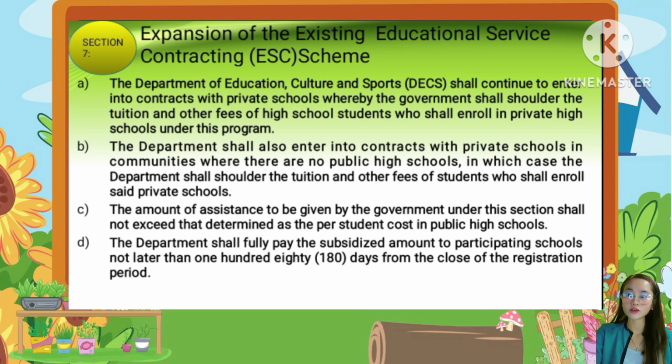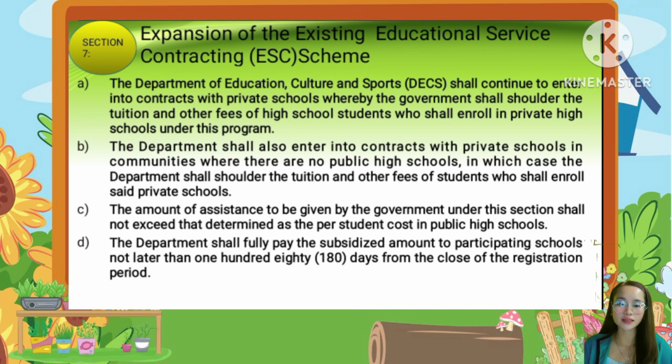We are now in Section 7, expansion of the existing educational service contracting, or ESC, scheme. In paragraph A, the Department of Education, Culture, and Sports, or DECS, shall continue to enter into contracts with private schools whereby the government shall shoulder the tuition and other fees of high school students who shall enroll in private high school under this program.